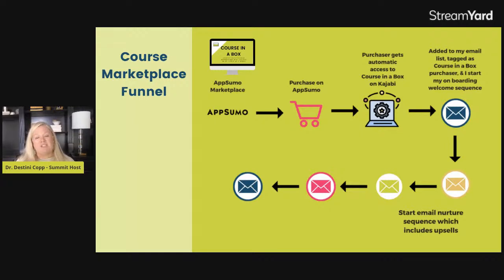There are integrations between AppSumo and my online course platform, so they get added to it. I actually use Kajabi, so they're added to Kajabi. And then from there, they're added to my email list. They're tagged as a Course in a Box purchaser, and that's when I start my welcome onboarding sequence for Course in a Box. Later on, I do some upsells there. But that's how that works.